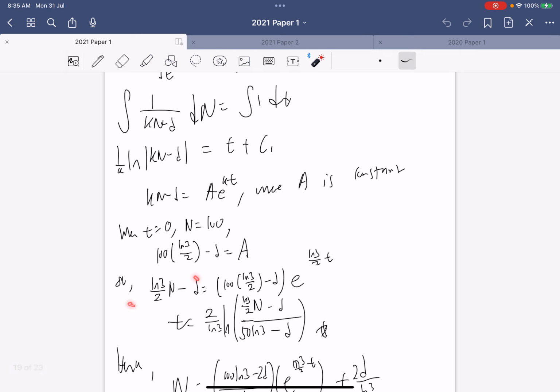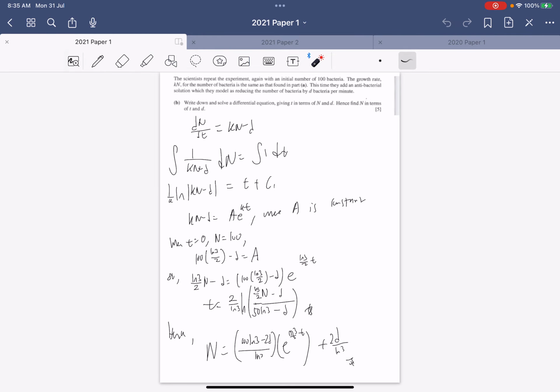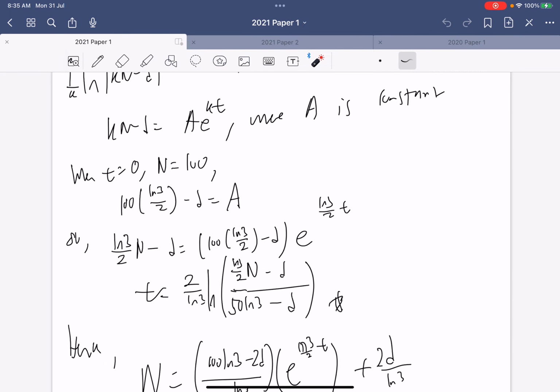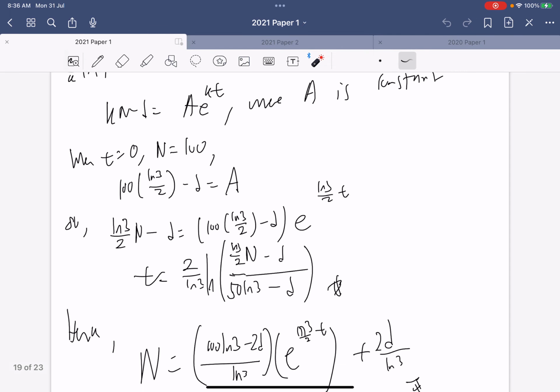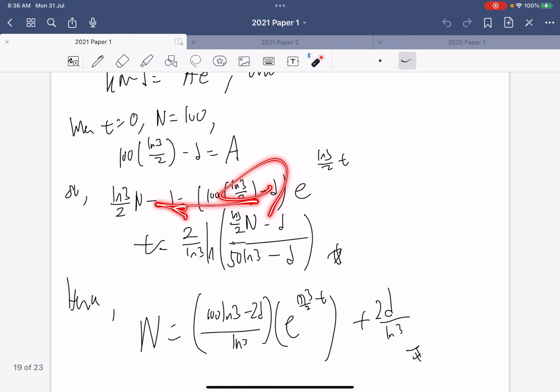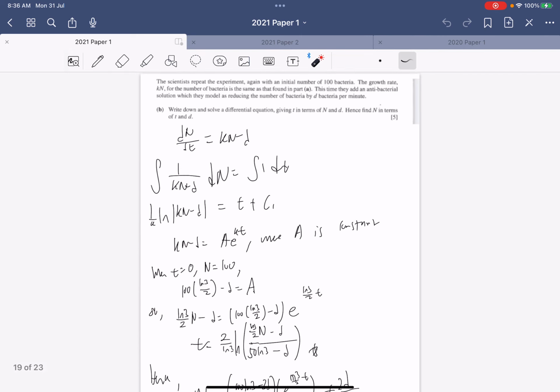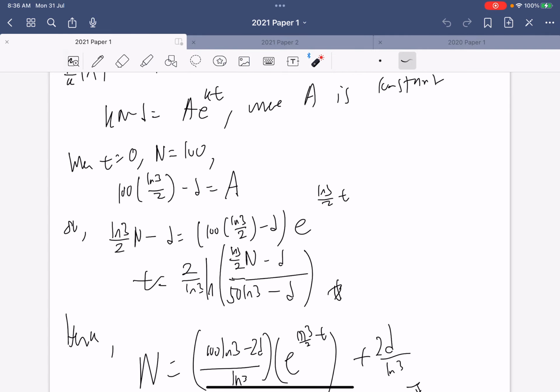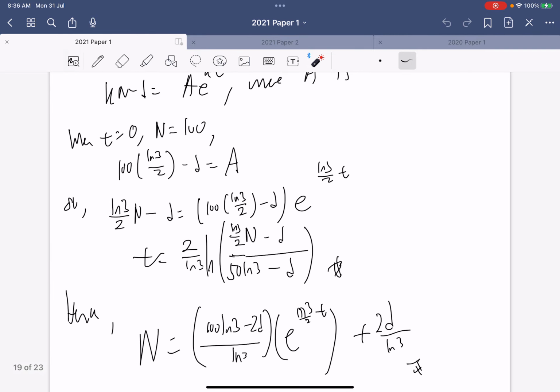Then when you sub it back in, it'll be ln 3 over 2 n minus d equals this, e^((ln 3 over 2) t), because you already found k earlier on. With that, you can divide this over, take ln, and divide by this, so you get this function of t. And so then you can use this function of t to find the function of n as well.